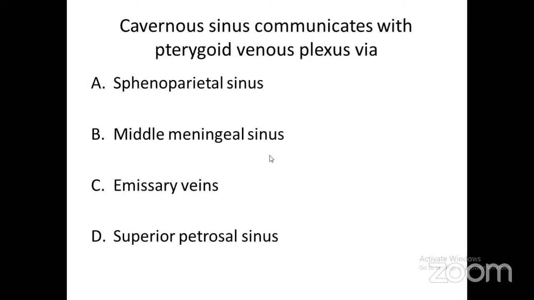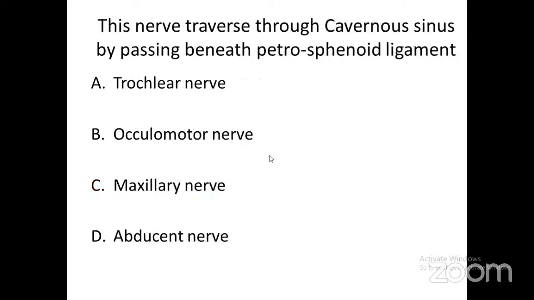Cavernous sinus communicates with the pterygoid venous plexus via, which means passing through foramen ovale. Anyone? That is via emissary veins. Yes. Next question, this nerve travels through the cavernous sinus by passing beneath the petrosphenoid ligament. Which nerve travels through the cavernous sinus? Abducens nerve, isn't it? It lies inferolateral to the internal carotid artery. Internal carotid artery forms the carotid siphon there, like a hissing cobra. Okay.